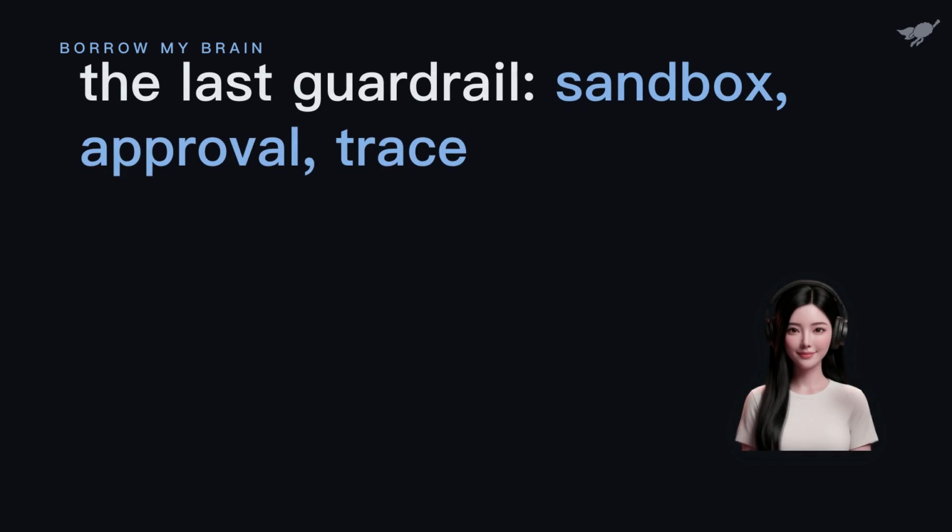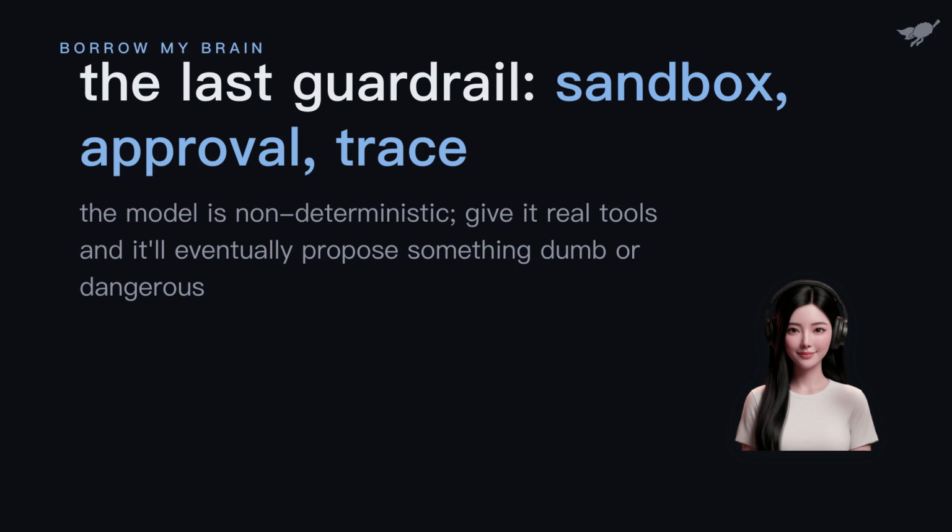The last guardrail, and this episode's honest card. Sandbox, approval, and tracing. Because the model is non-deterministic. Give it a pile of real tools, and sooner or later it'll propose a dumb one, or a dangerous one. The key move: grade your tools by risk. The read-only ones, search and read_file, can run automatically. The ones with side effects, deleting, paying, sending email, have to go through an approval gate.